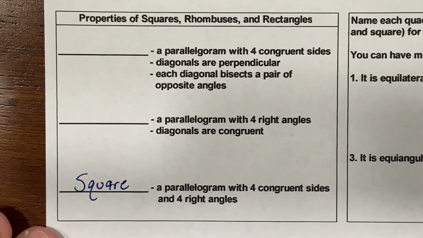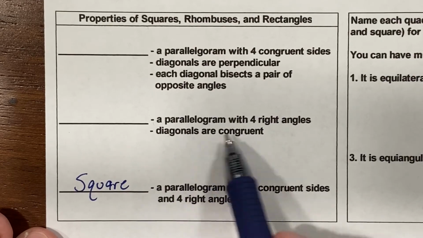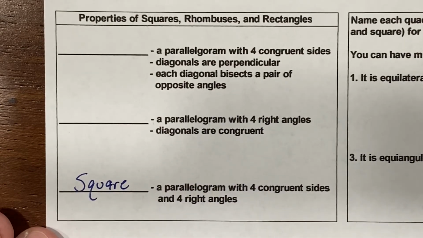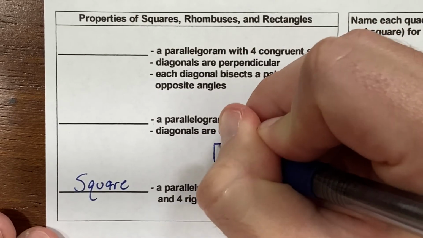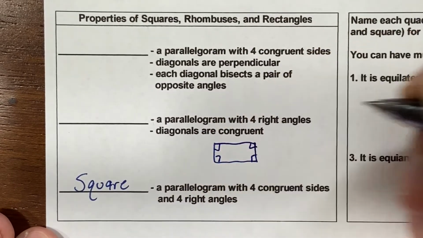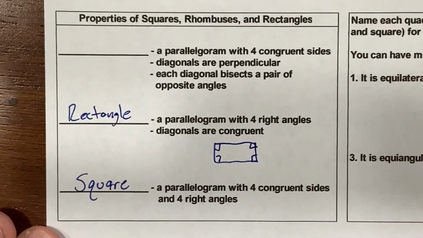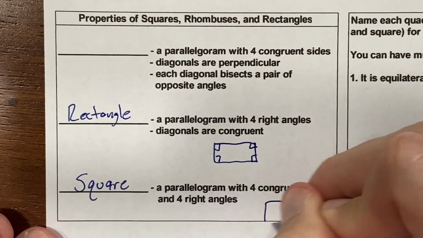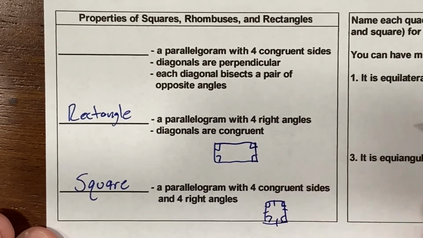Okay. Next one, a parallelogram with 4 right angles and the diagonals are congruent. Well, don't worry too much about diagonals right now, but a parallelogram with 4 right angles. If a parallelogram has 4 right angles, it looks like that. That would be a rectangle. We didn't draw a square. A square has 4 congruent sides and 4 right angles. Looks like that.